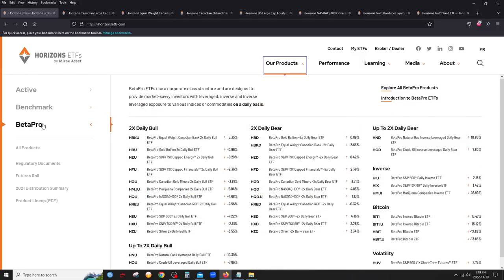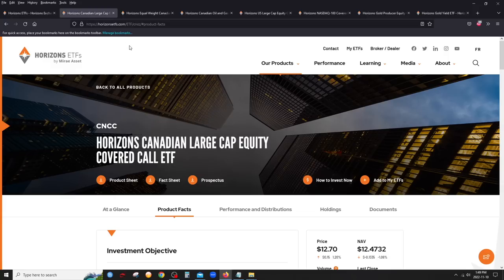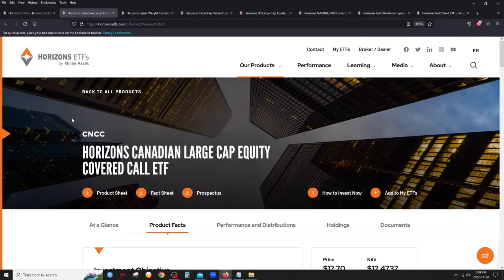They also have some pretty crazy leveraged ETFs under their beta pro here. So these, in my opinion, are really if you want to swing trade. So I'm not going to be taking a look at these, but it's really the covered call ETFs here that we'll take a look at. So let's go through them one by one, everyone, as usual.